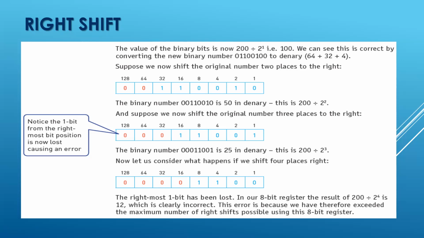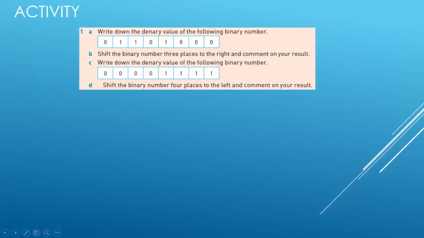Now, moving on to the activity. If there's no ambiguity, no questions, let's see what the activity is. This is the activity. The first one is you are asked to write down the denary value of the following binary number. Then you have to shift the binary number 3 places to the right, and then you have to comment and tell what is the impact. Then you have to write down the denary value for the following number, and then shift it 4 places to the left and state the impact also. Come on, your time starts now.